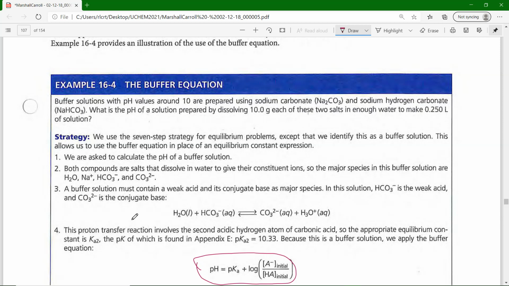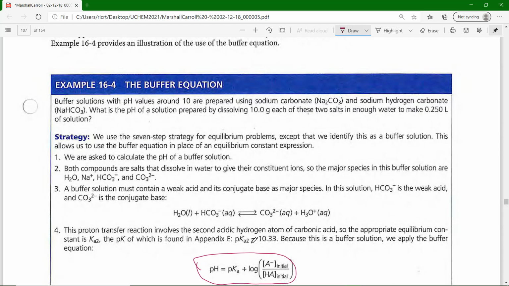buffer equation, as the book wants to call it, and I have the HCO3 minus. I'm going to take that one as the one to focus on because it's got both of them in there, and it shows the HCO3 minus acting as an acid. So I have to get the initial concentration of the carbonate, the initial concentration of the bicarbonate or hydrogen carbonate, and then the pKa. Okay, well, let's get that.